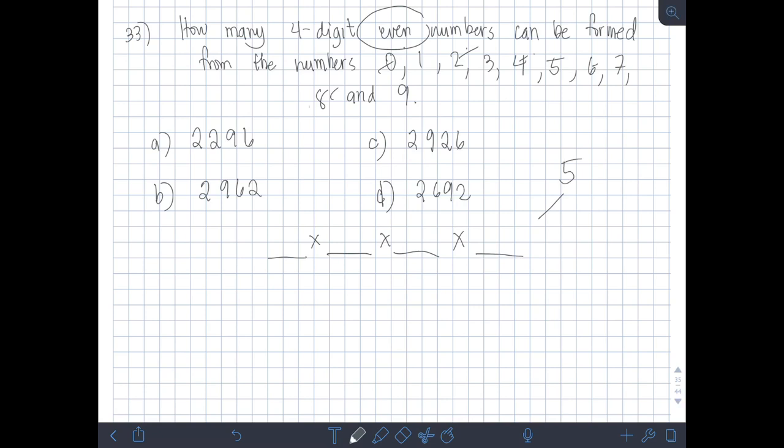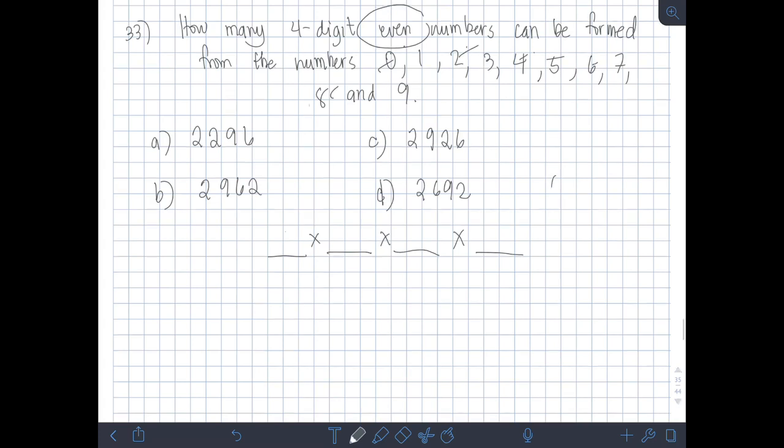Kaso, meron tayong restrictions na kapag sa 4-digit number, hindi dapat kasama yung 0 doon sa first digit. Right? So, bawal lang 0 para makonsider siya na 4-digit. Kasi kapag 0 yung first digit mo, hindi siya 4-digit, 3-digit lang yon. So, therefore, ihiwalay natin sa dalawang case itong problem natin. So, first case, ang ending natin ay 0. Case 1. Case 2, ang ending natin ay yung ibang even numbers na pwede. Ano yon? 2, 4, 6, 8. So, 2, 4, 6, or 8. Okay. So, lahat ng possible number na mabubuo natin sa case 1, i-add natin sa possible na mabubuo natin sa case 2.